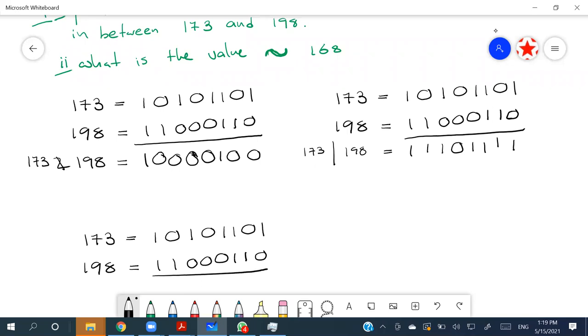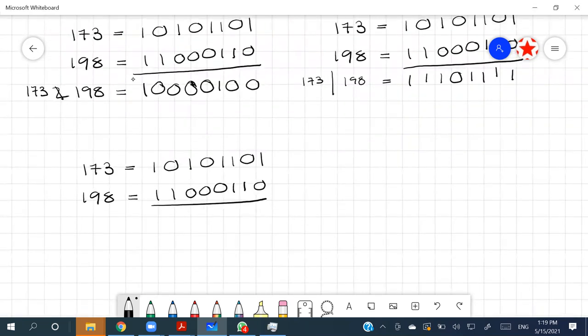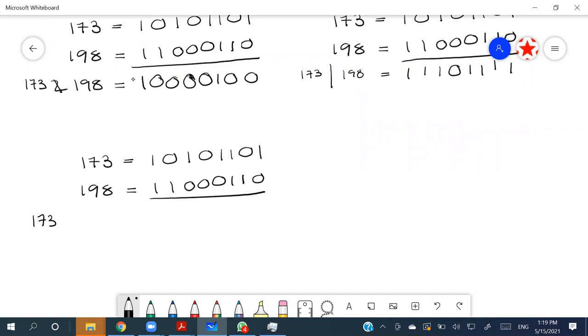Right, and yeah, Nikini, the XOR, yes, that is correct. Okay, great. So 173 XOR 198. So you are going to have 1 over here because operands are different, and 1 over here as well. For the third place, it's 0 because operands are identical. Second one, it's 1. This is 0. This is 1. This is 1. And this is 0. Right. So it's going to be the answers for all three operations.